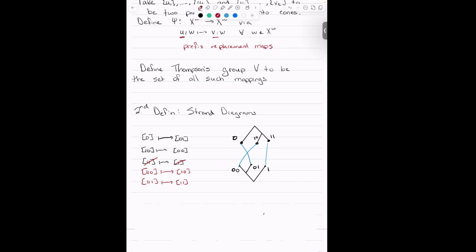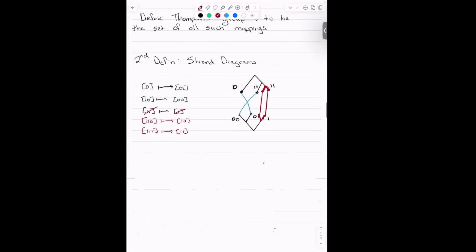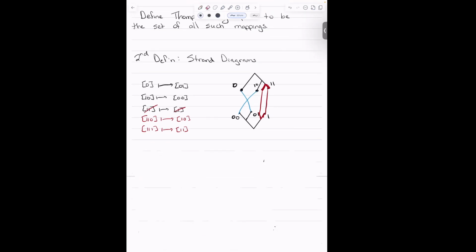But this is going to give me a different tree pair, and the tree pair it's going to give me corresponds to adding an extra caret here and adding an extra caret here, and then just connecting the left to the left and the right to the right. So when I give this second definition of Thompson's group, I really have to say it's not just strand diagrams, but it's the set of equivalence classes of strand diagrams.